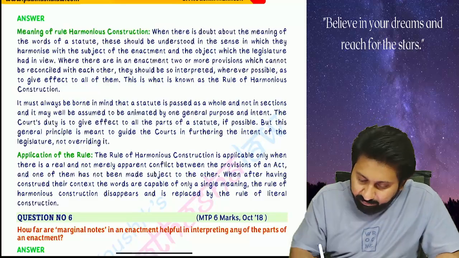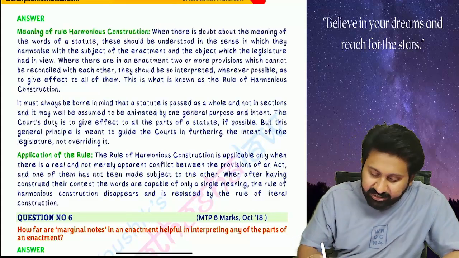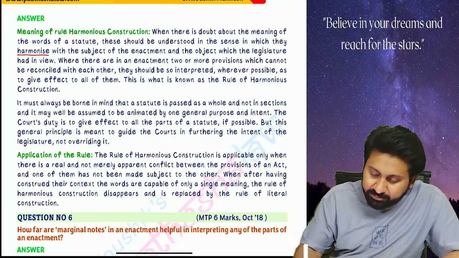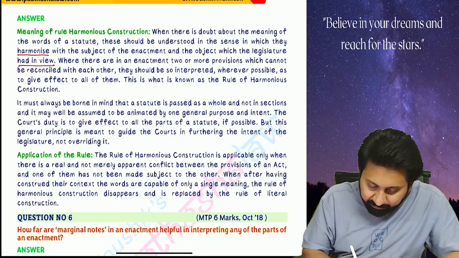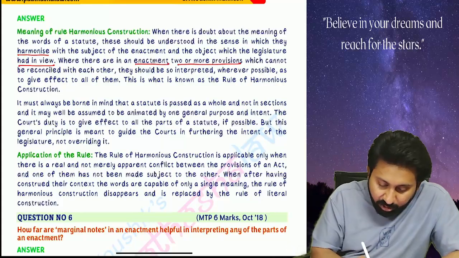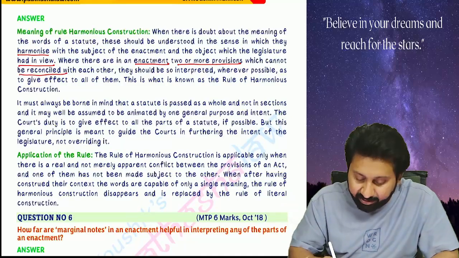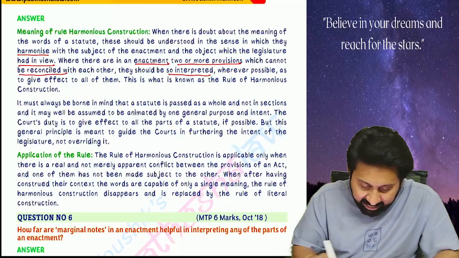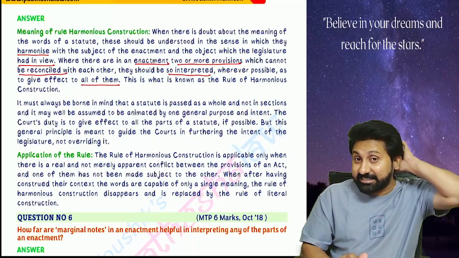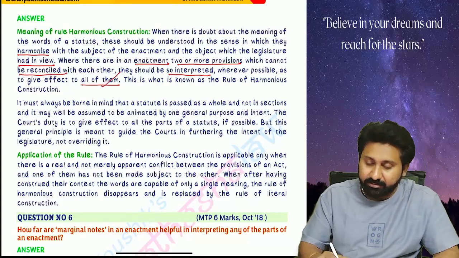Okay, when there is a doubt about the meaning of the words of a statute, these should be understood in the sense in which they harmonize with the subject of the enactment and the object the legislature had in view. Where in an enactment there are two or more provisions which cannot be reconciled with each other, reconciled meaning both cannot be applied at the same time, they should be so interpreted as to give effect to all of them. That's what I said. Whenever there is an inconsistency where reconciliation is not possible, you should give effect to all the sections, both the sections.